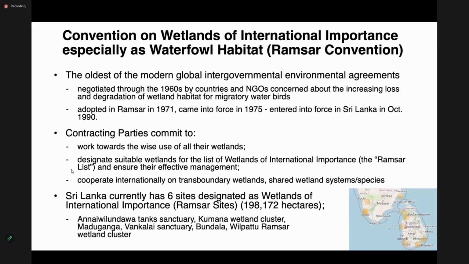So in Sri Lanka, we have 6 such sites, 6 Ramsar sites that are designated as wetlands of international importance. Including places like Kumana, Bundala, Vilpattu, Madu Ganga, few such areas.